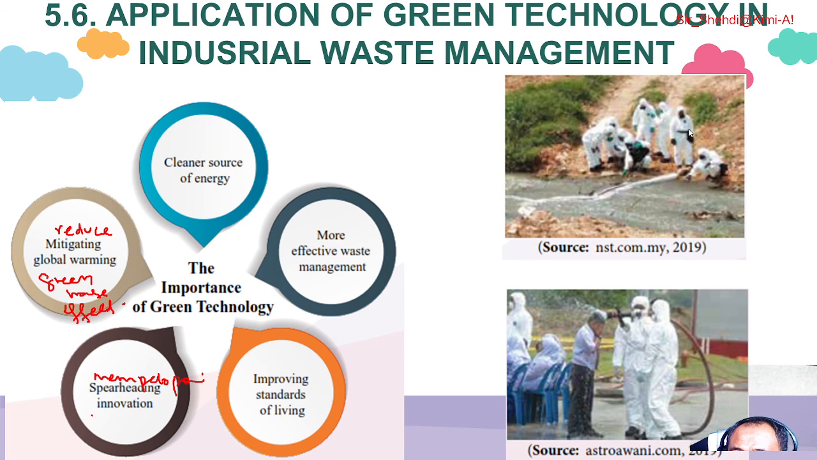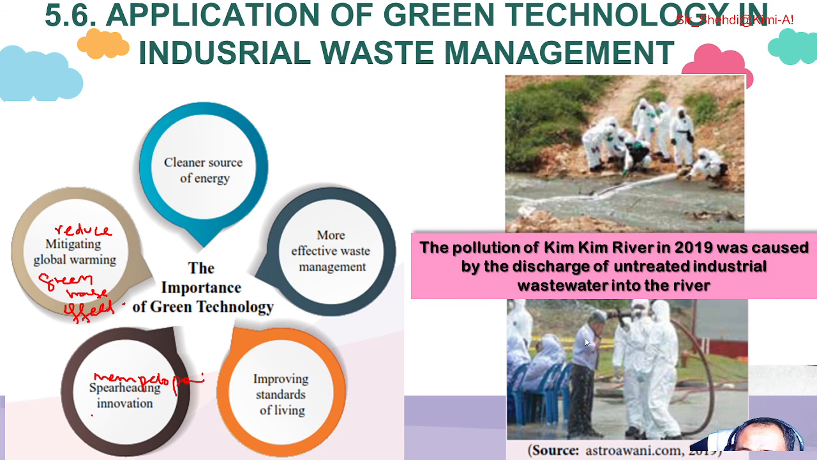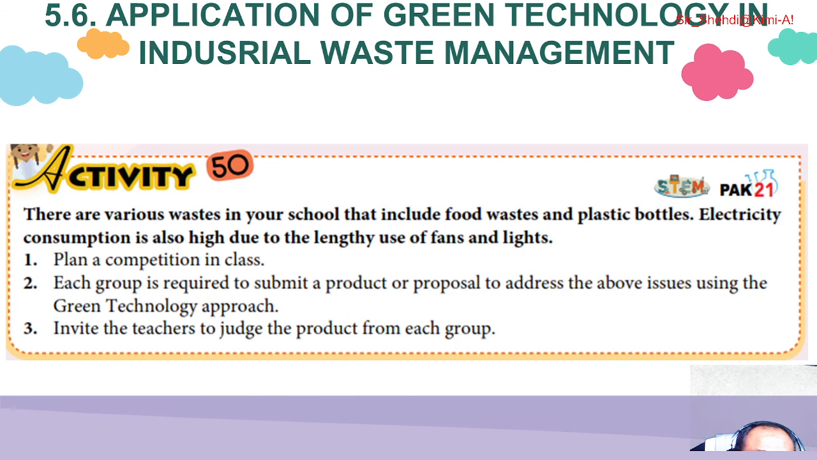Okay, this is your water treatment. For this picture I'm not sure lah. The pollution of Kim Kim River in 2019 was caused by the discharge of untreated industrial wastewater into the river. That means the hazardous chemicals flowed directly into the river without any treatment.